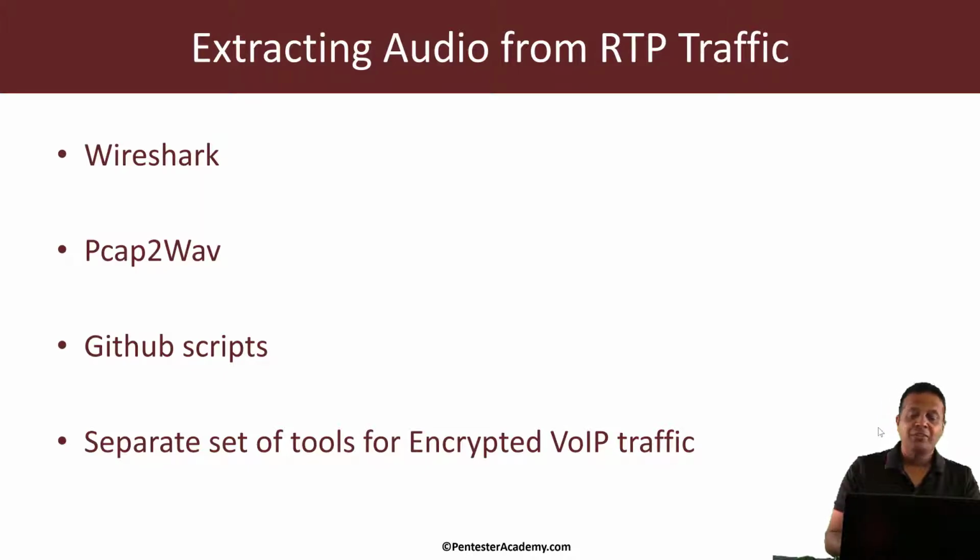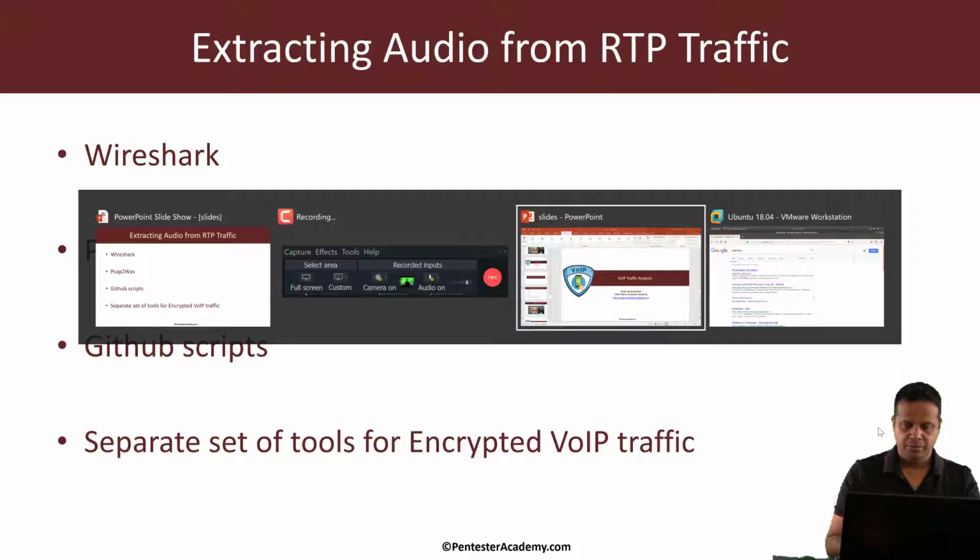So we will look at three different techniques. One is, of course, using Wireshark. Then we have a tool called PCAP to Wave, which is actually created by the Xplico guys. I don't know if you've used the tool Xplico. You can install and run this as a service on a web page locally. And the third is using random GitHub scripts. So let's actually jump right in.